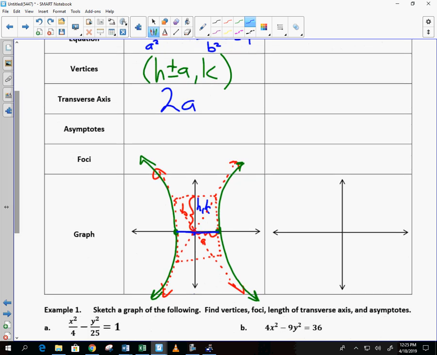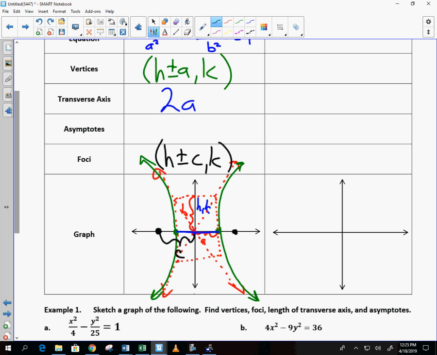We're going to do the foci. The foci are these coordinates that sit on the inside of each one. Anybody want to guess how many units from the center the foci sit? c units. So we go h plus or minus c, and then k would be your y value.